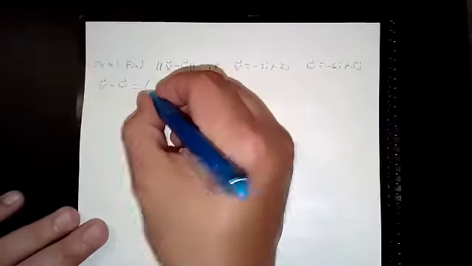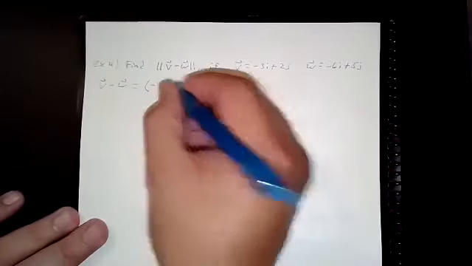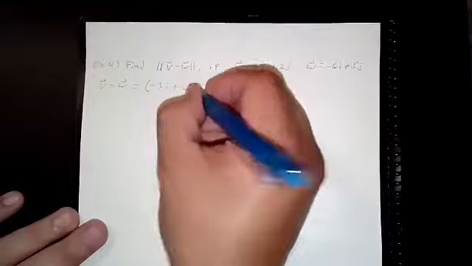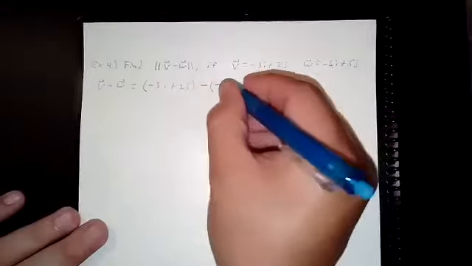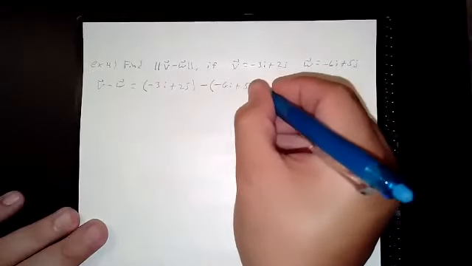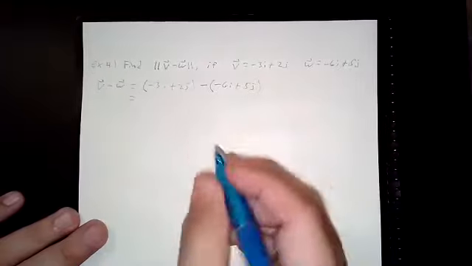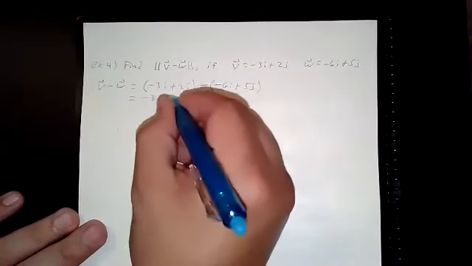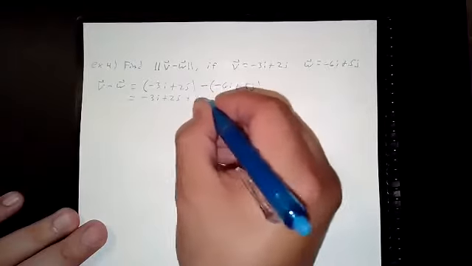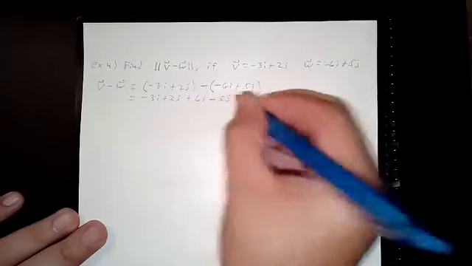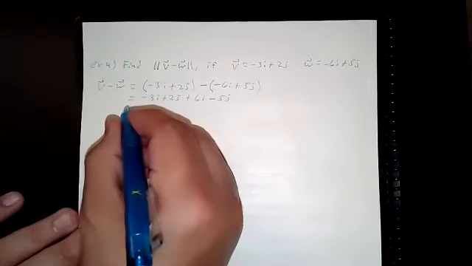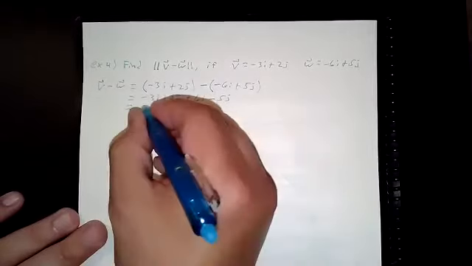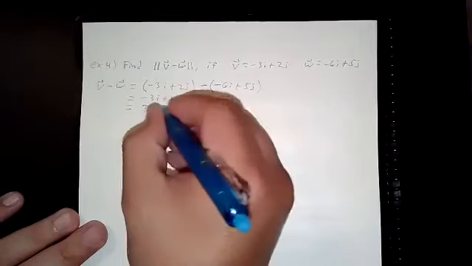So I'm going to go ahead and put them in parentheses just to be careful. This would be negative 6i plus 5j. So negative 3i plus 2j plus 6i minus 5j. Just distribute our negative. That will give us 3i minus 3j.